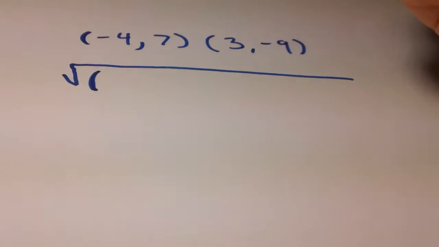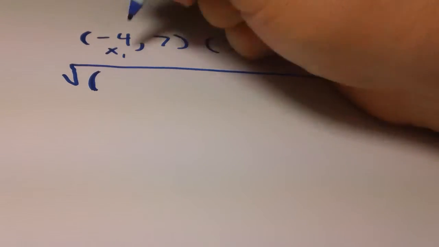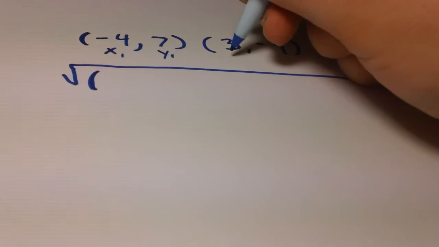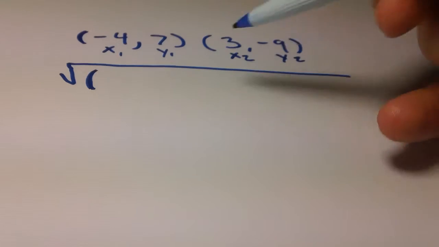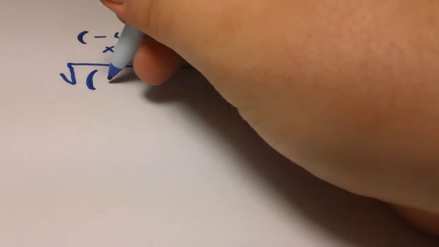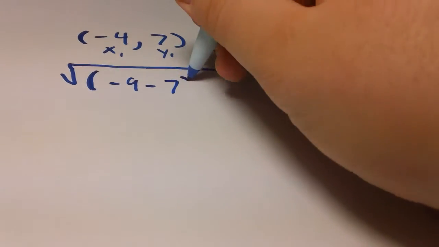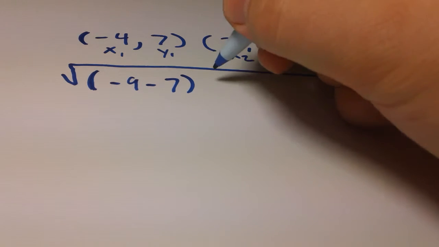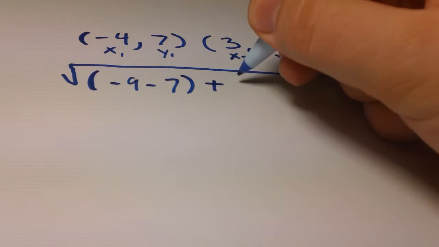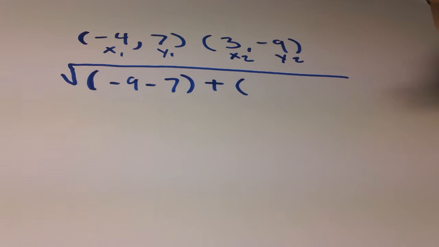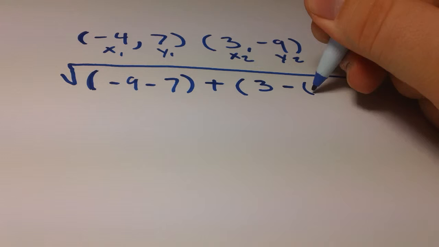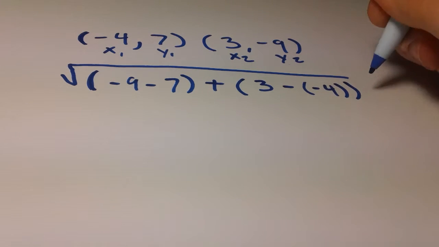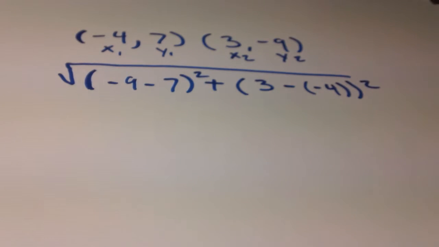So first off, we have y2 minus y1. Ooh, I forgot to label these. x1, y1, x2, y2. So we start with y2 minus y1. In this case, negative 9 minus 7. Then over here, plus x2 minus x1, 3 minus negative 4 squared. And I forgot to write the squared there. So let's go ahead and solve this.